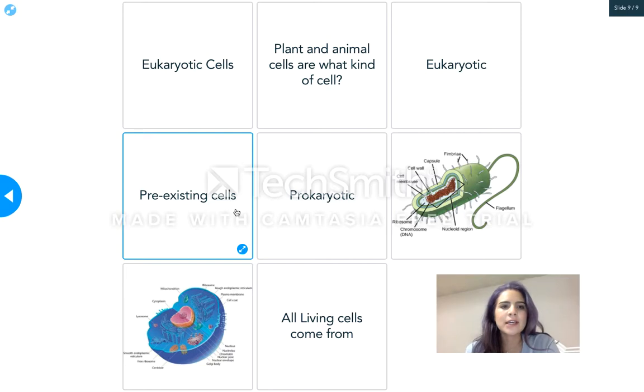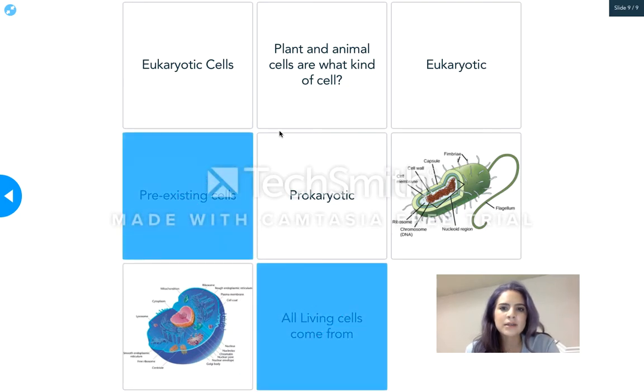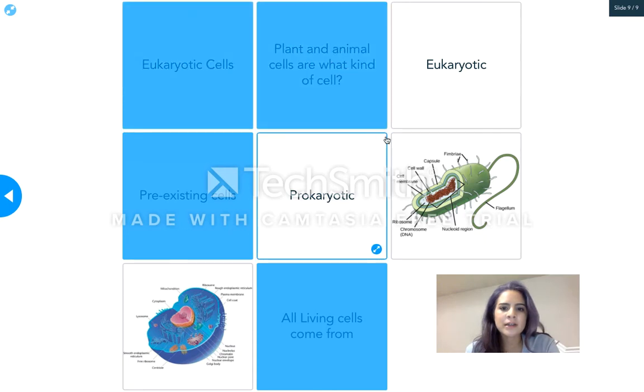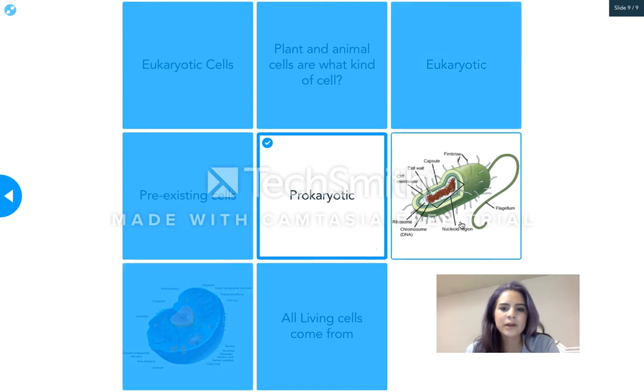This is a match type of activity. You would match the cards, and I think this would be a great way to study and see where your understanding is at. So it would be all living cells come from pre-existing cells, and plant and animal cells are what kind of cell? That would be eukaryotic, and then we have a eukaryotic with this one and prokaryotic with this one.